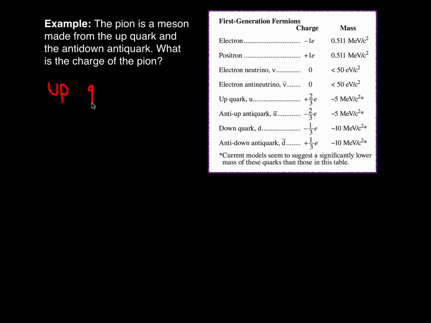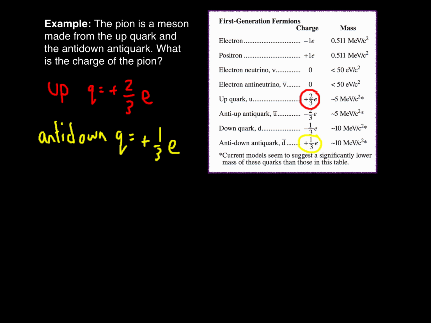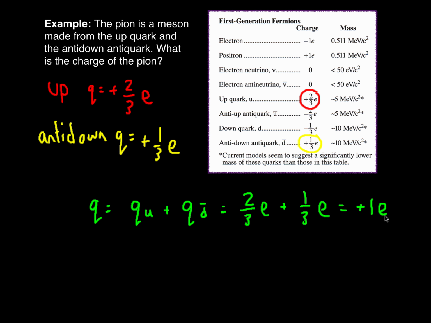The up quark has a charge equal to plus 2/3 the elementary charge. The anti-down quark has a charge equal to plus 1/3 the elementary charge. The charge of the pion is equal to the charge of the up plus the charge of the anti-down. This is 2/3 the elementary charge plus 1/3 the elementary charge, which is plus 1 the elementary charge. This means the charge of the pion, made of the up and anti-down quark, is plus 1 elementary charge.